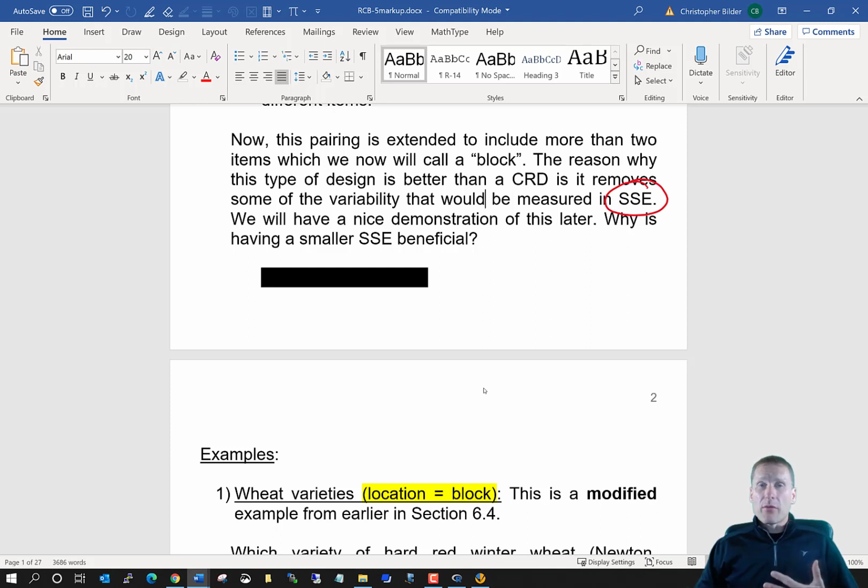And I'd like you to think about it on your own, why having a smaller SSE would be important. Think of it in terms of power. Think of it in terms of the width of a confidence interval. And if you have questions about why it would be important to have a smaller SSE, please ask.